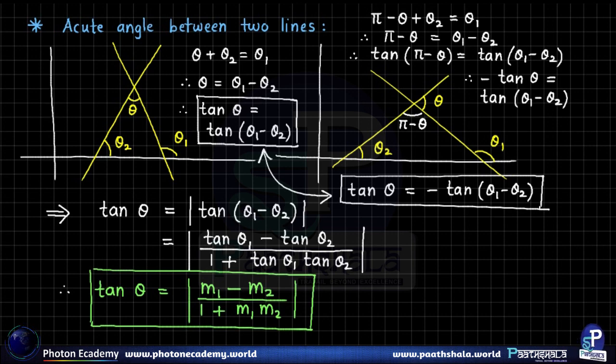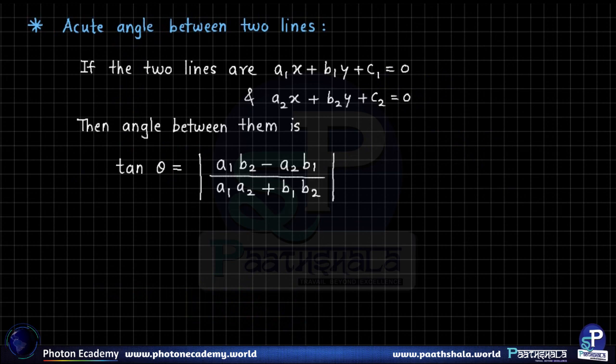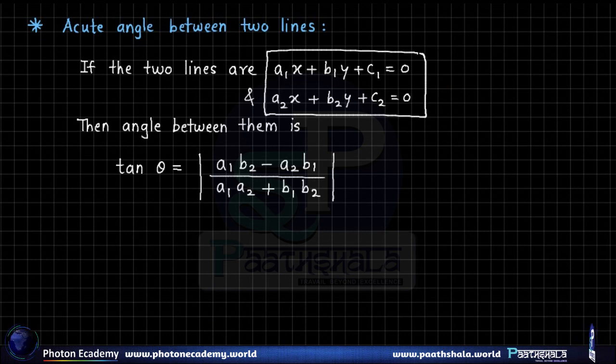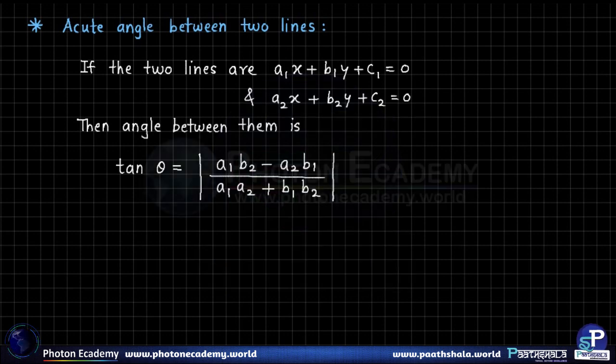Now let's go ahead and see some of the corollaries or other deductions based on this formula. If the two lines have the equations a1x plus b1y plus c1 equal to 0 and a2x plus b2y plus c2 equal to 0, these being the general forms of the equations, then the angle between them is given by this particular formula, that is tan theta is mod of a1 b2 minus a2 b1 upon a1 a2 plus b1 b2.